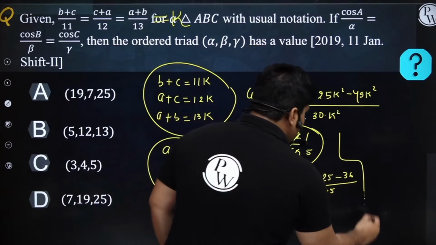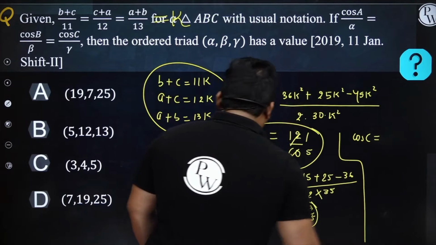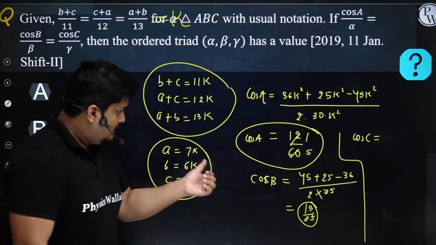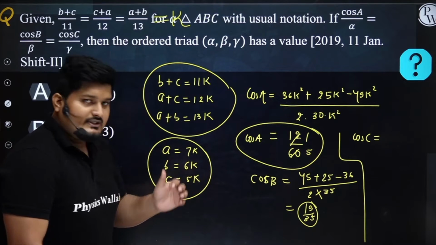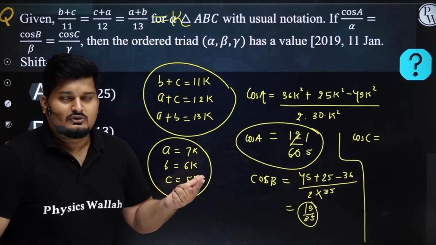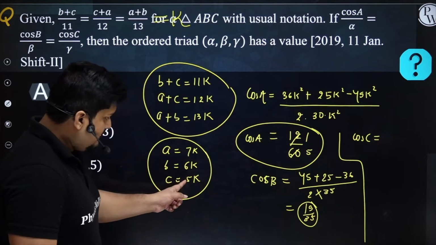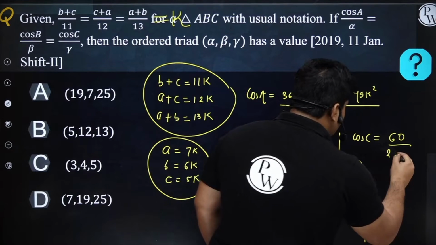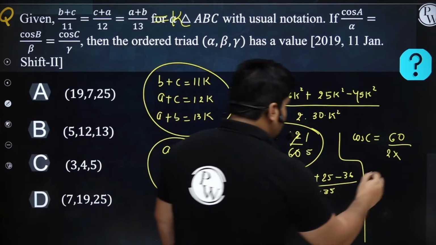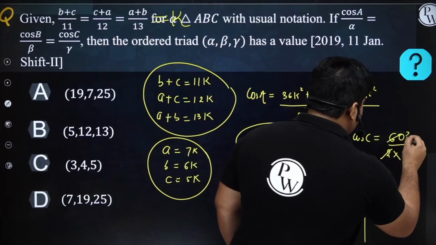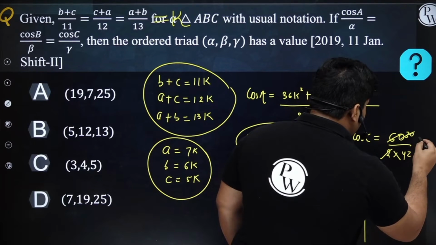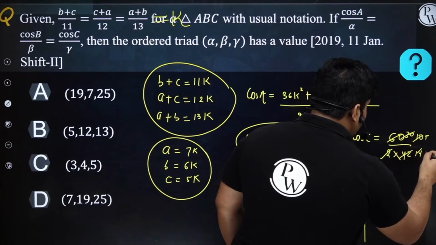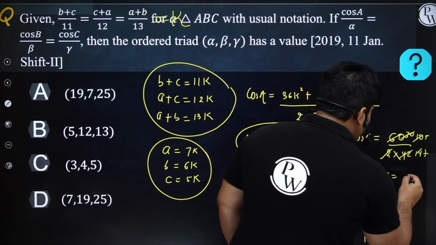Cos C also, let's find out. What is cos C? Cos C will be equal to A square plus B square minus C square, divided by twice of A into B. So 49 plus 36 is 85, 85 minus 25 is 60, divided by twice of A into B, which is 42. So this is 30 over 42, which is 5 upon 7. So cos C is 5 upon 7.